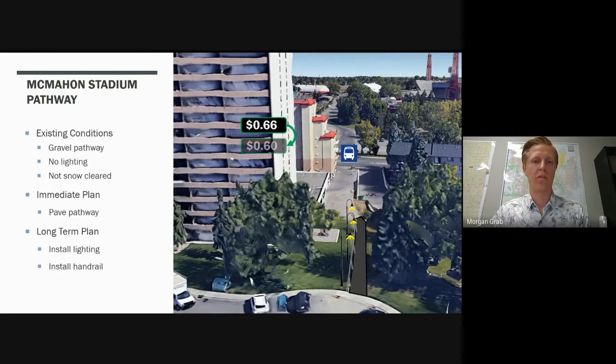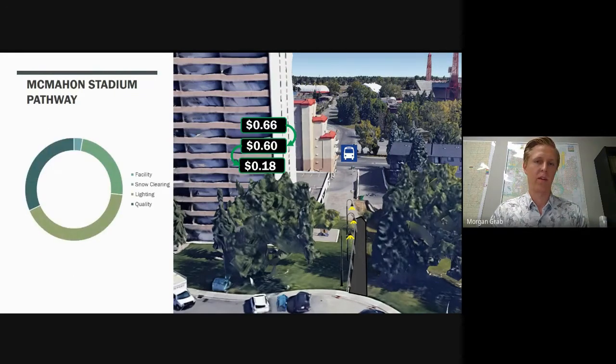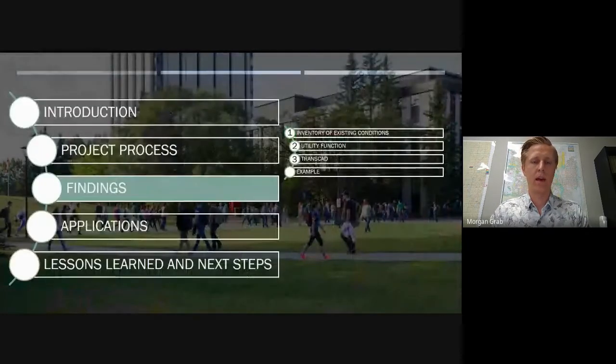This brought the cost per trip from 66 cents down to 60 cents, all the way down to 18 cents for the full plan. The major factors contributing to this decrease were snow clearing, the improvement of the quality of pathway, and better lighting. And this brings us on to the findings of the project.